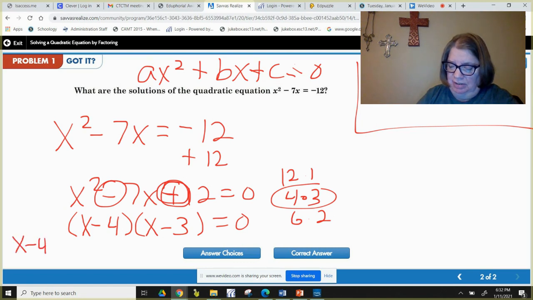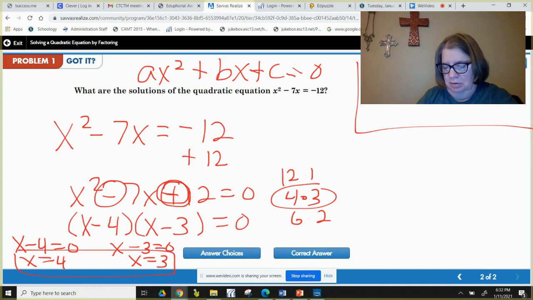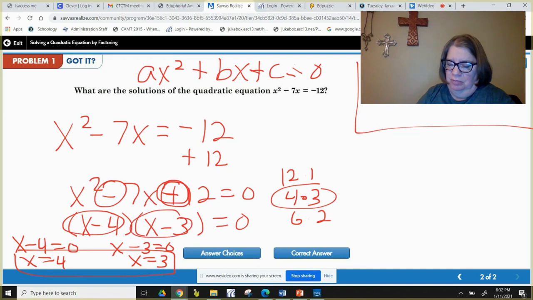Then I need to set each factor equal to 0, and solve. So my two solutions are positive 4 and positive 3. What do you notice about the solutions and the factors? When my factors are x minus 4 and x minus 3, what are the solutions? x equals 4 and x equals 3.